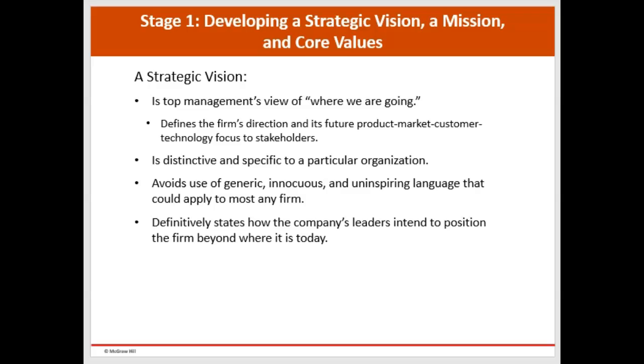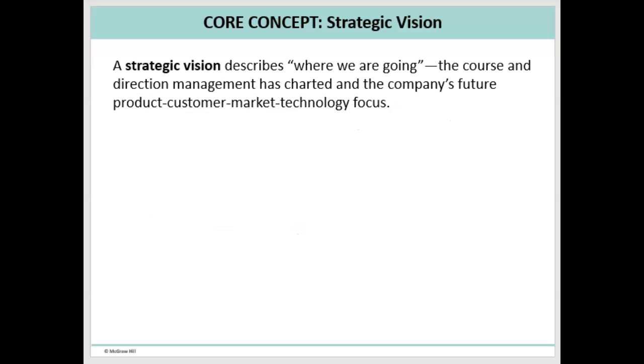Now, a well-conceived vision is distinctive, and it's specific to a particular organization. So as a valuable tool, you use it to convey what the top executives want the business to look like, and to provide people at the organizational level, a level below the executive layer, with a reference point in making decisions and preparing the company for that future path, right? So this is a core concept. A strategic vision describes where we are going, the course and direction that's charted for the company's future, that impacts product, customer, market, technology focuses, that sort of thing.